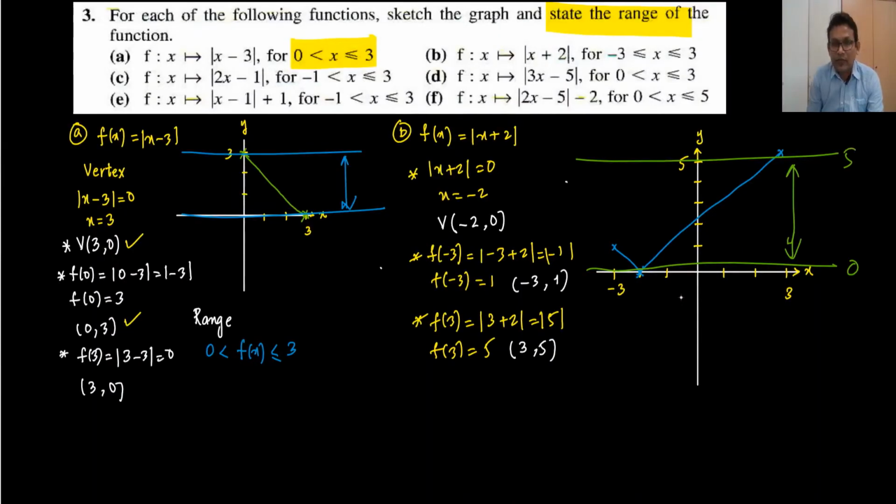So the range of this question will be from 0 to 5. Now the problem is what sign we need. We use the same sign, and we have done the range. So now next is question number 3, part C.